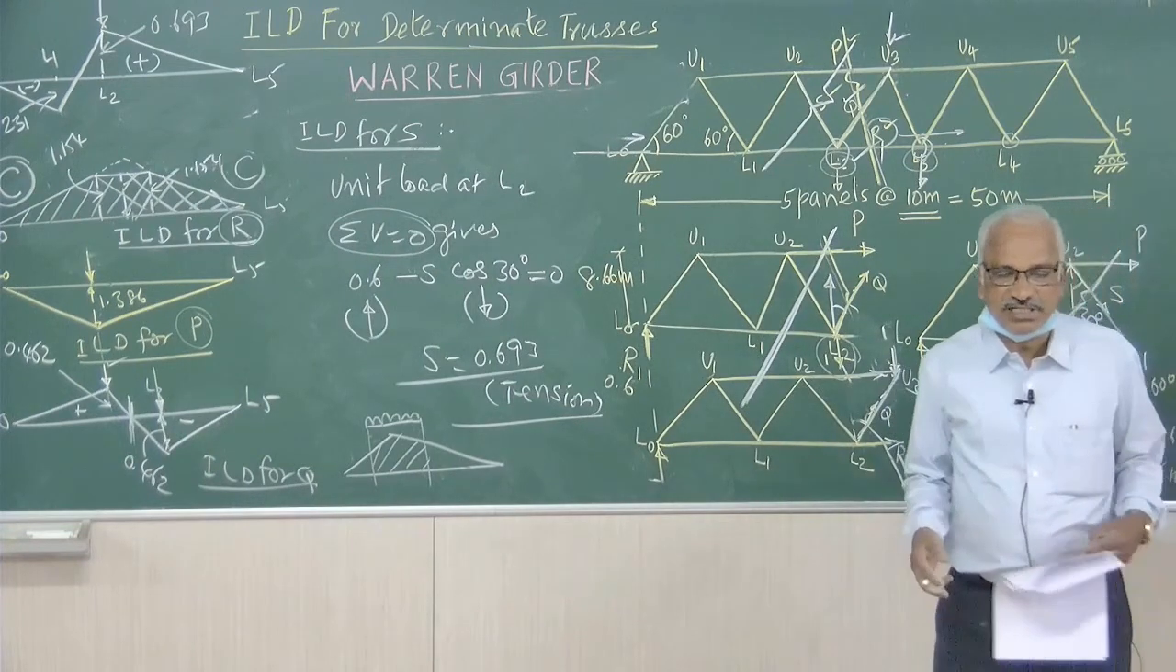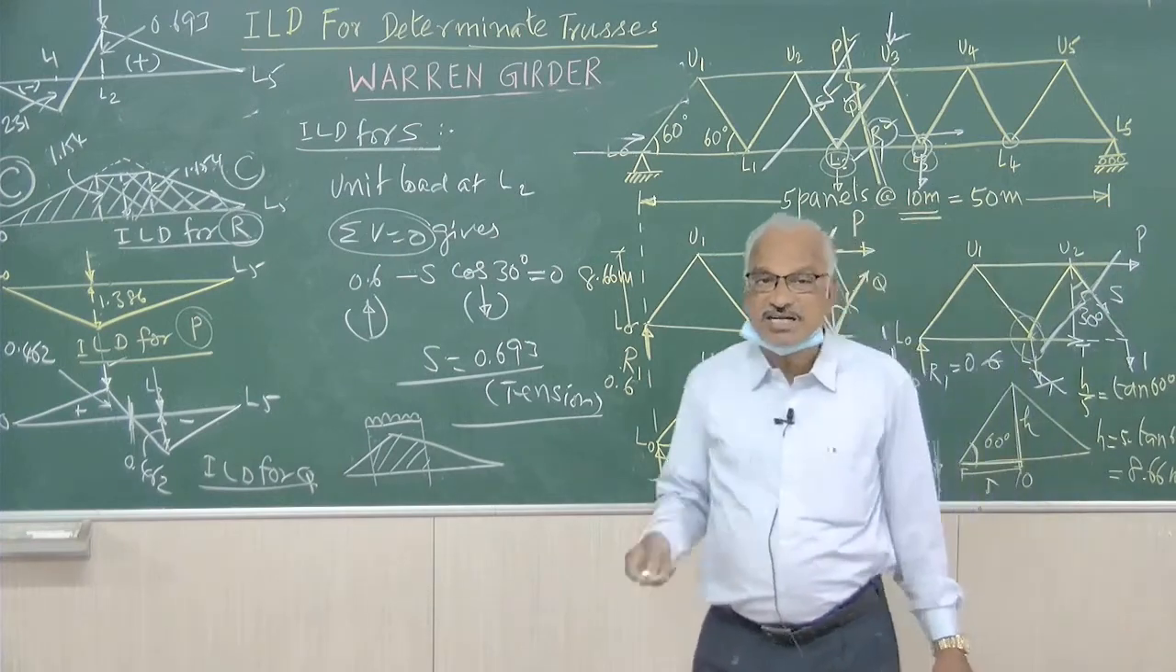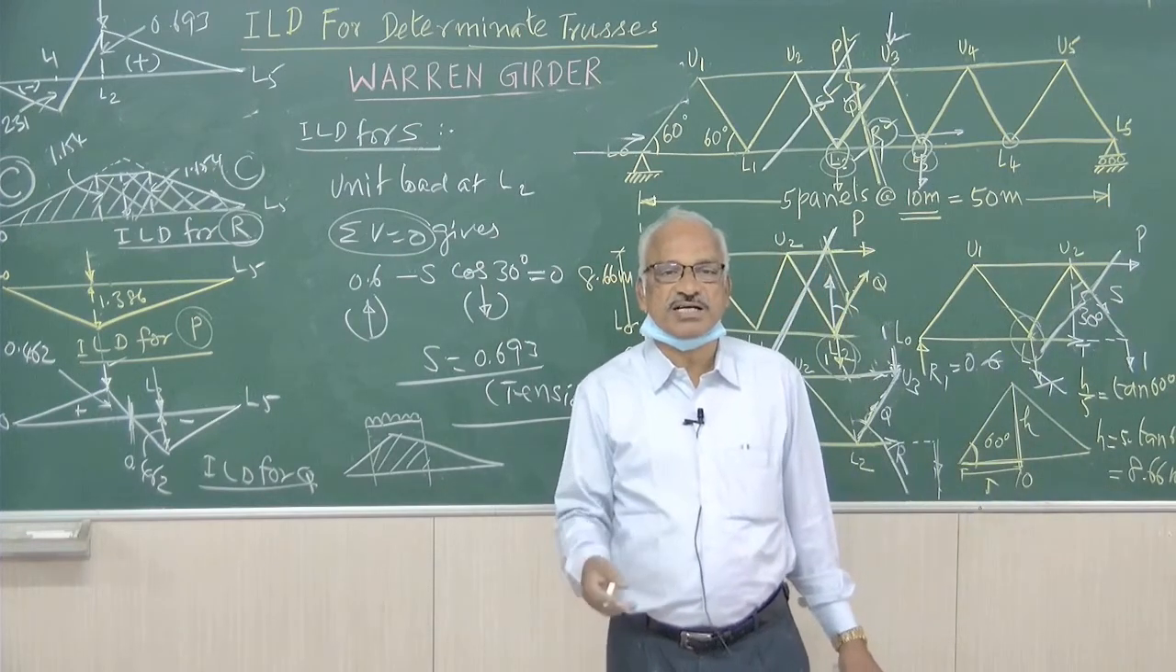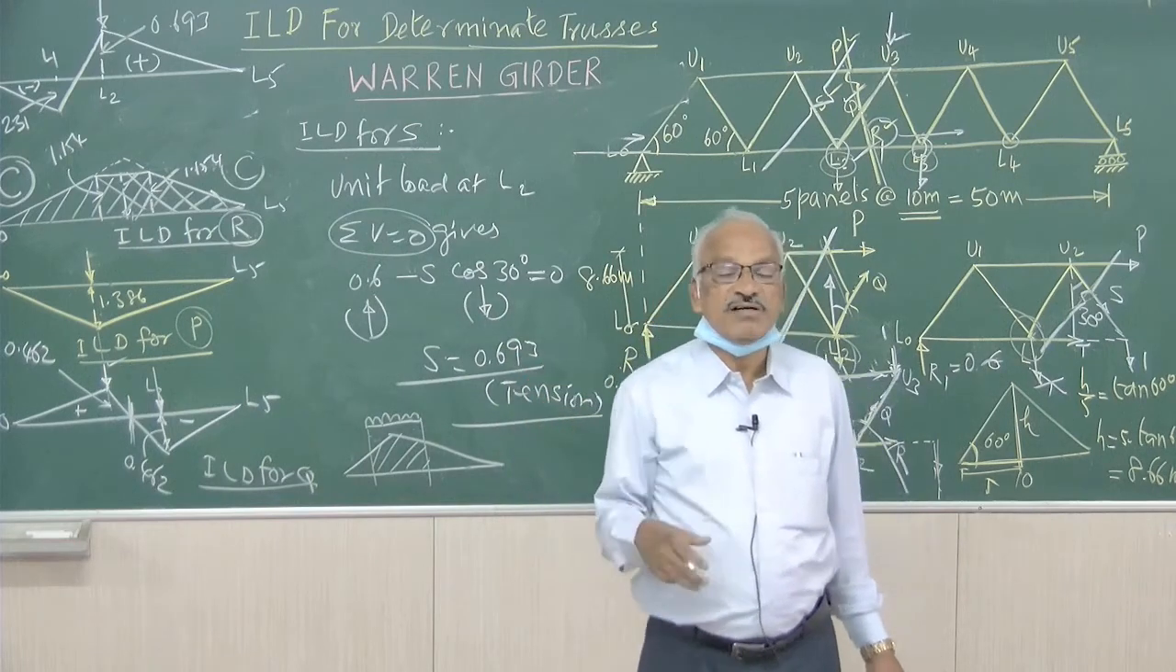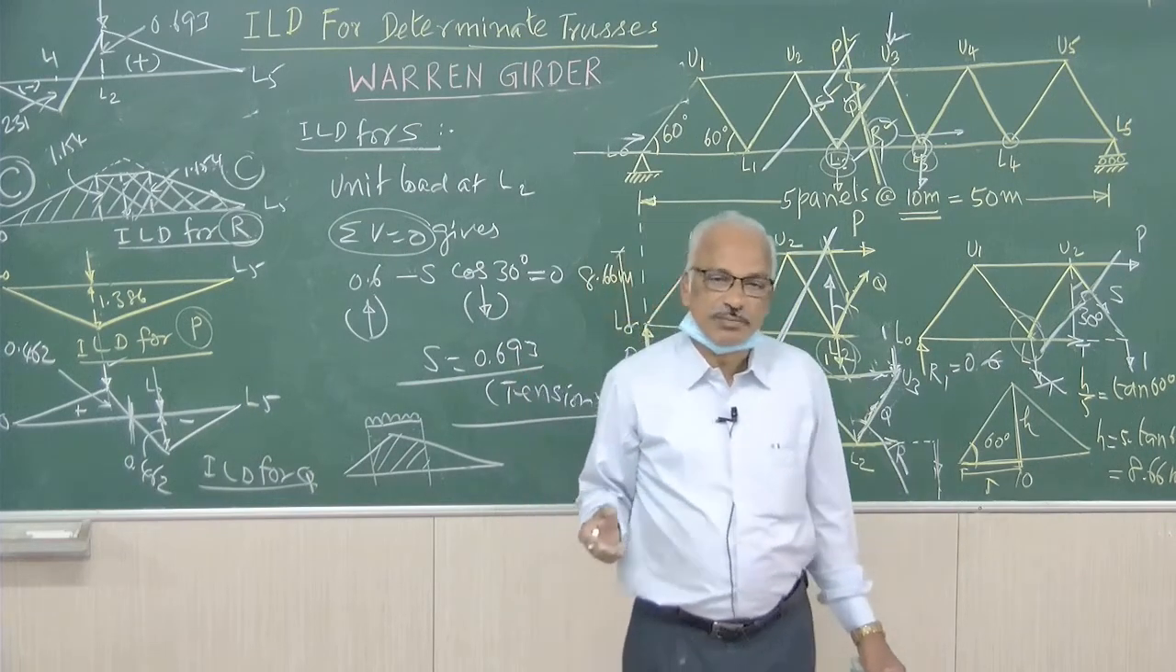So we have discussed one, namely the Pratt truss, which was invented by Professor Pratt, and this is the Warren girder. It was invented by Professor Warren, right? So thank you. That completes this lecture. Thank you.